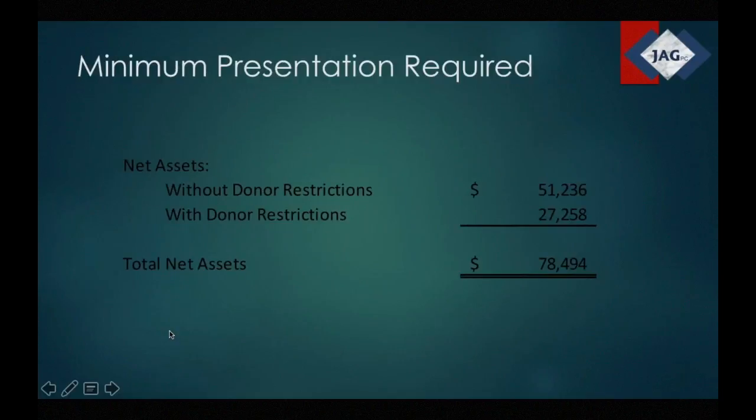So then the question becomes, how do we present this in the financial statements? In your statement of net assets or the balance sheet, this is the minimum presentation that is now required by FASB. It's just net assets without donor restrictions, in this case $51,236, and net assets with donor restrictions, $27,258, totaling up to $78,494. This is the minimum presentation that you're allowed to have.